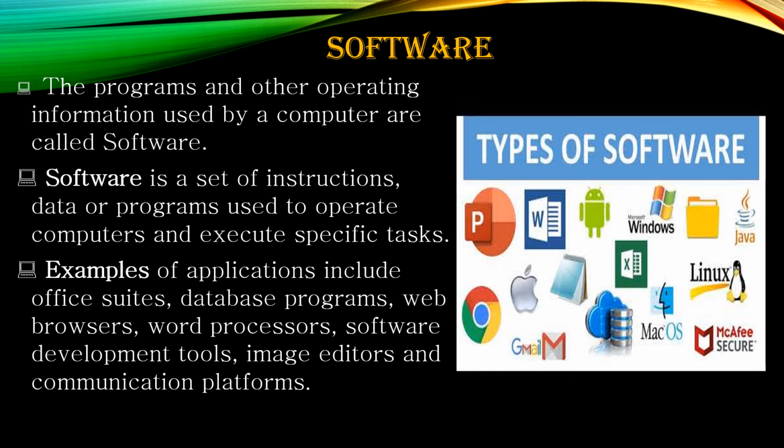Software. The programs and other operating information used by a computer are called software. Software is a set of instructions, data or programs used to operate computers and execute specific tasks. Examples of applications include office suite, database programs, web browser, word processor, software development tools, image editors and communication platform.